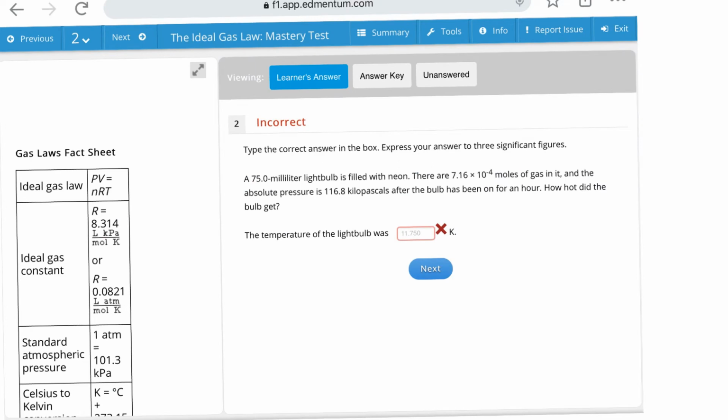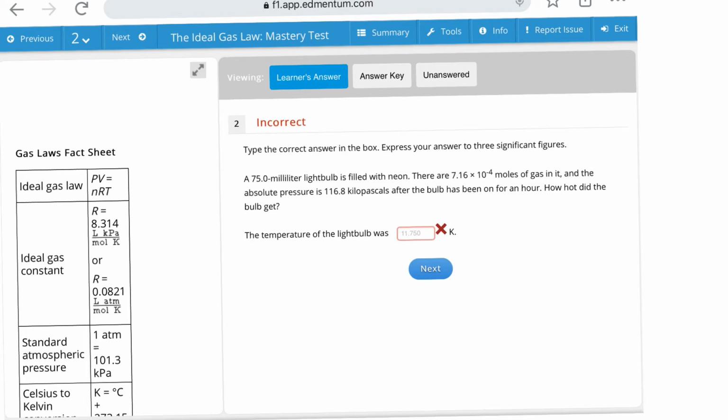Okay, here's another ideal gas law problem. A 75 milliliter light bulb is filled with neon. There are 7.16 times 10 to the negative fourth moles of gas in it, and the absolute pressure is 116.8 kilopascals after the bulb has been on for an hour. How hot did the bulb get?